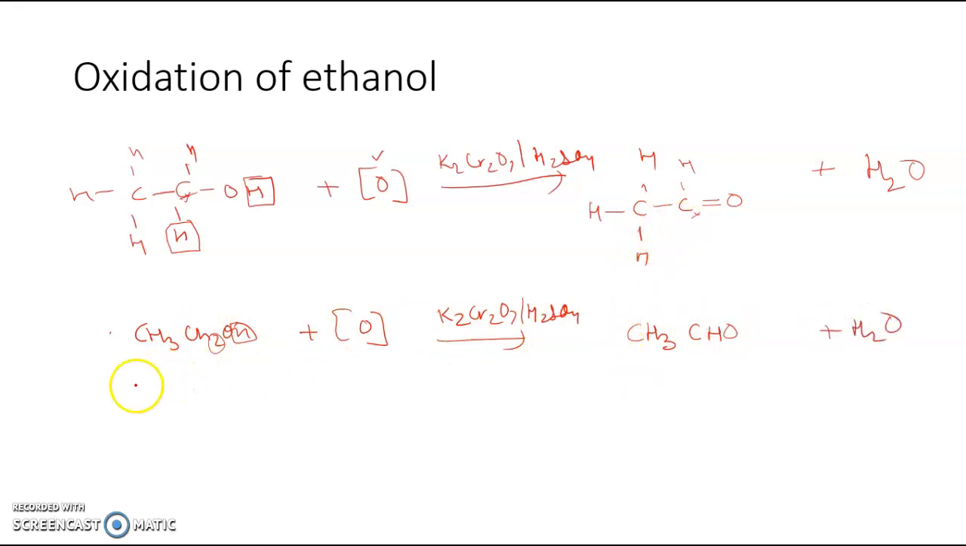So 2 carbons, eth, all single bond, and all indicating alcohol. Here you would just call it eth, all 2 carbons, all single bond, and the CHO functional group is aldehyde, and you just write al. So the name is ethanal.